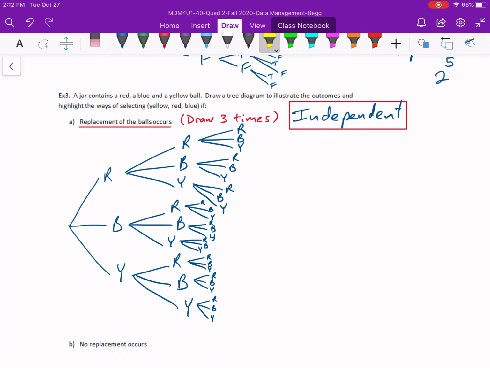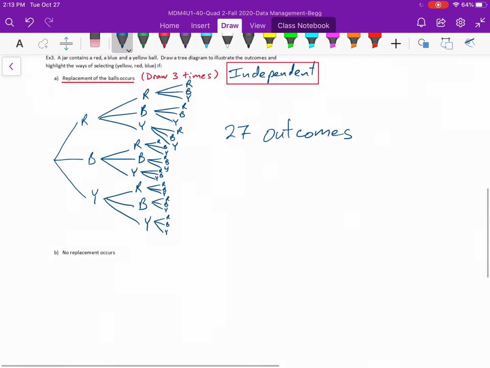So again, I could draw red, red, red. Or randomly, I could go red, yellow, red. Or I could go blue, blue, yellow. Or yellow, yellow, yellow. I could get any combination. And if you count up the number of paths, there's actually 27 different outcomes. Again, an outcome is a whole path that's been taken. And all possibilities in all possible orders are accounted for.